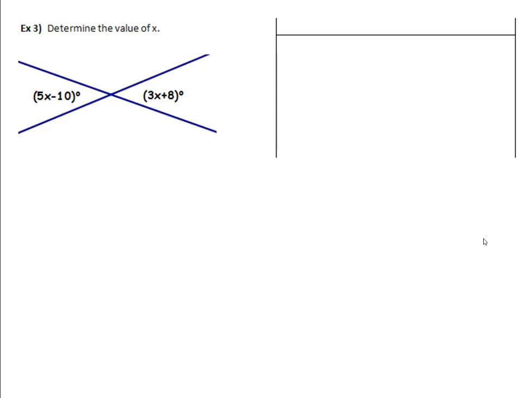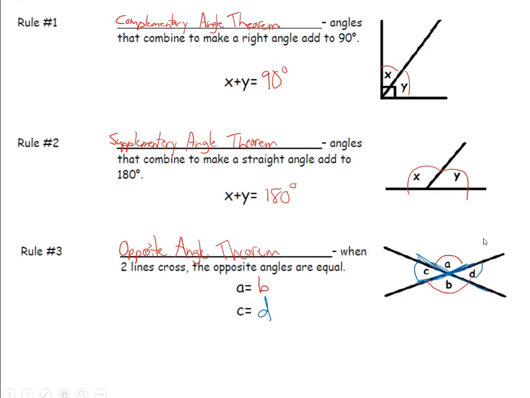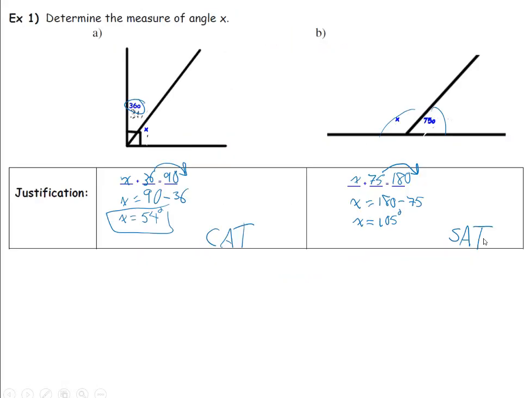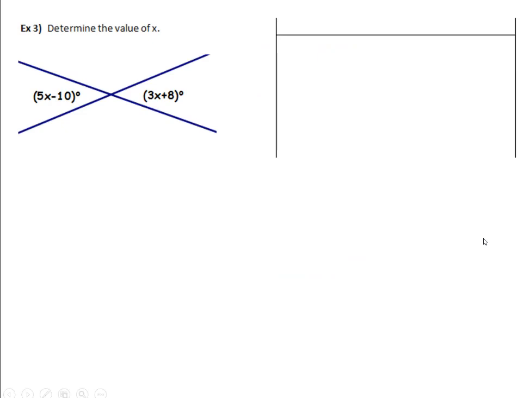Example 3, determine the value of x. For this, we have, well, it looks like an x pattern. If I go back a few slides, I should be able to find what we do with an x pattern. Okay, in an x pattern, the opposite angles are equal to each other. So that's our opposite angle theorem. So if we go back here, this angle is opposite to this angle here. That means that those two are going to equal each other. Let's start with that and work our way through it.